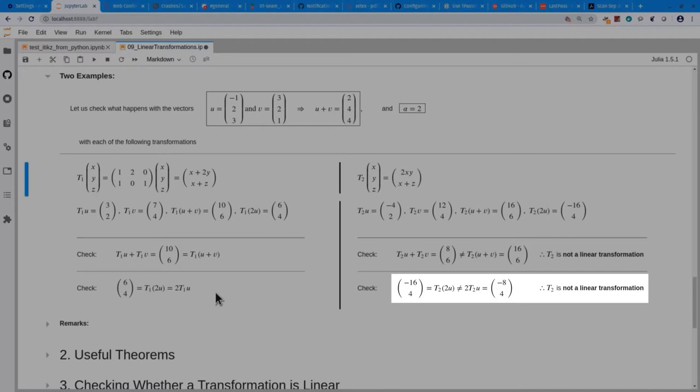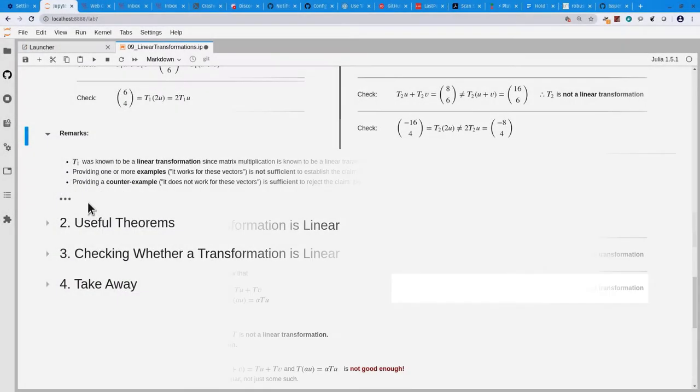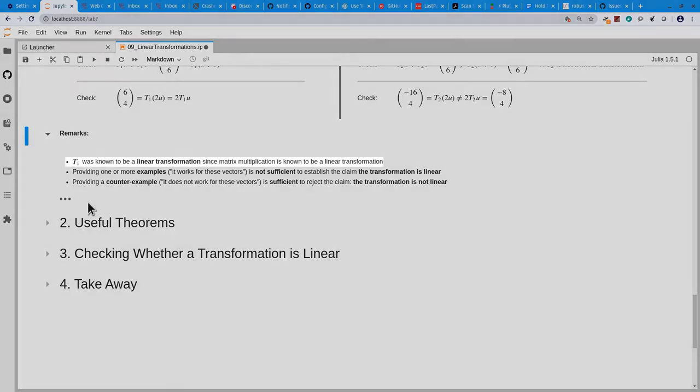So we have a counterexample to the statement that T2 is linear, which means that this property would have to hold for all vectors U and V, and we have an example of a U and a V and an alpha for which it does not hold.